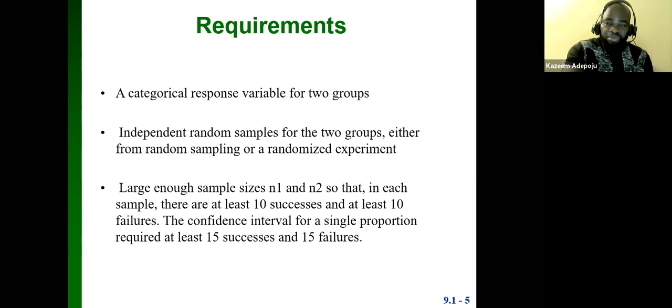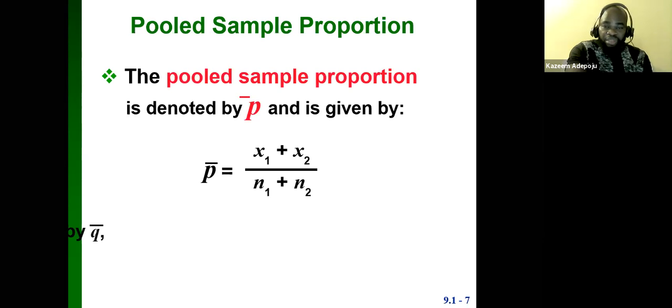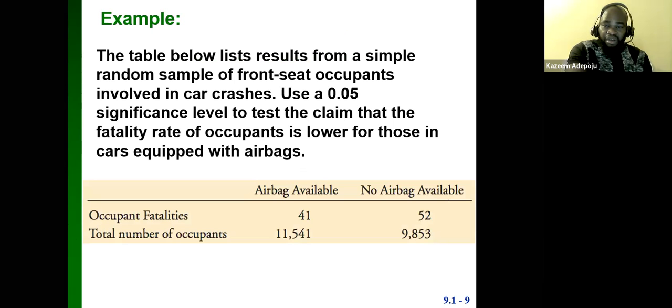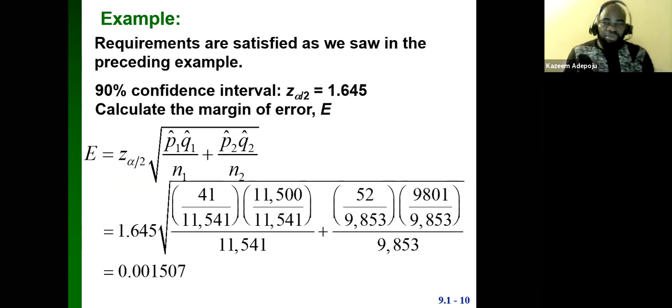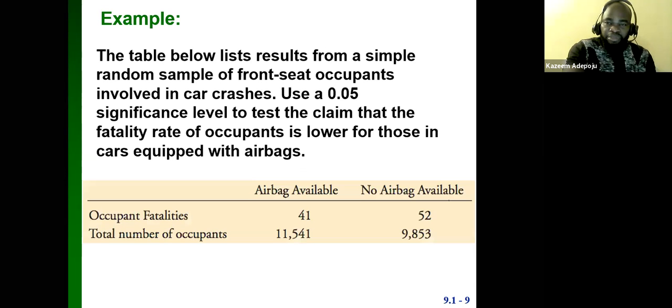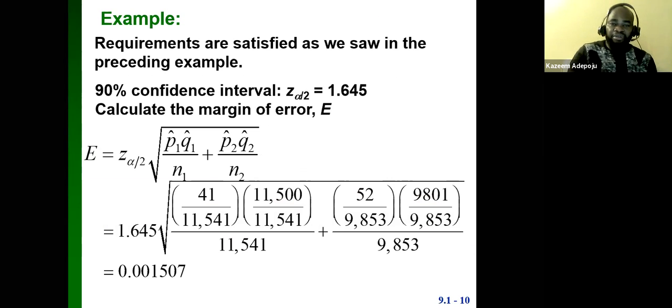I'm going to show you. Okay, you can see that now. So I said a large enough sample size n1 and n2, so that in each sample there are at least 10 successes and at least 10 failures. Otherwise, you may not be able to do that if you don't investigate. So when you investigate and everything is fine, the next thing you are asked is to use a 0.05 significance level.